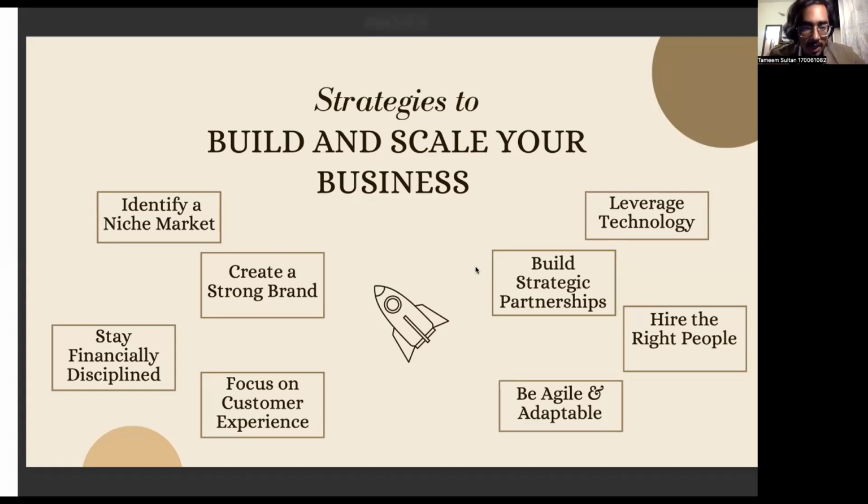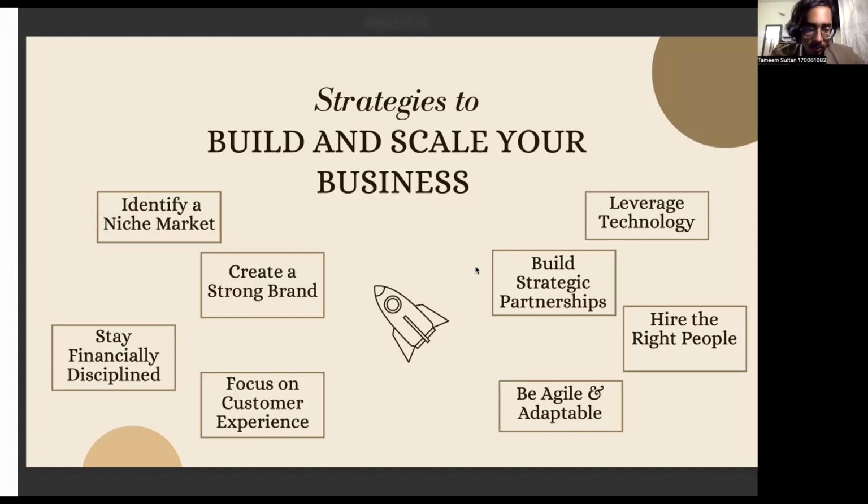Then you have to create a strong brand. What you have to do is develop a compelling brand that communicates your values, your mission, and your unique selling propositions. A strong brand can help you differentiate from your competitors and help you establish a loyal customer base.